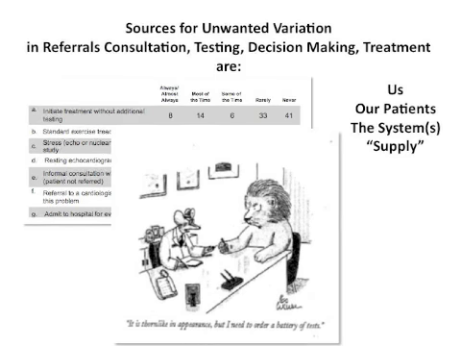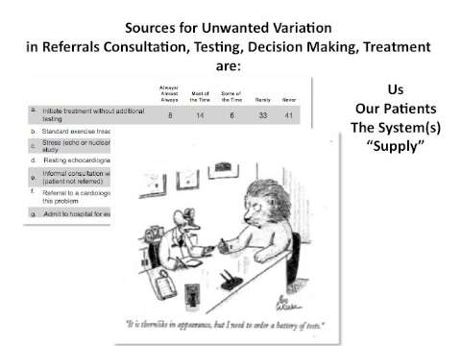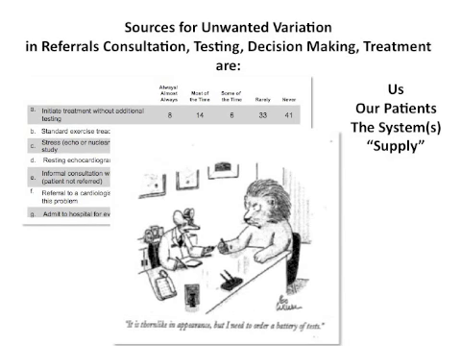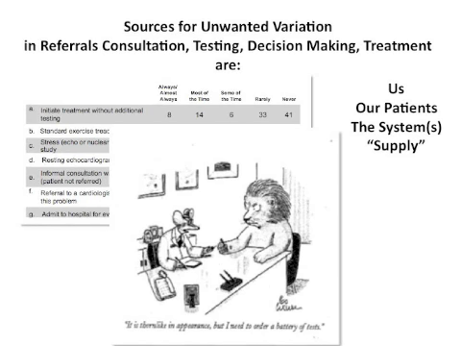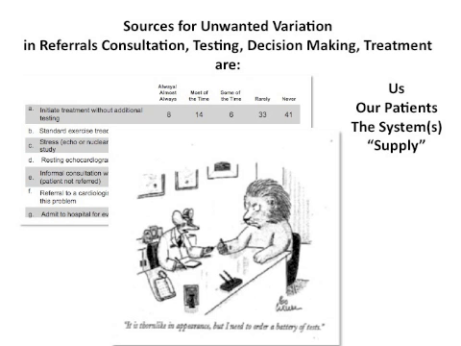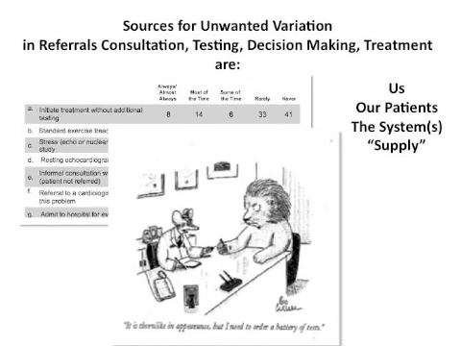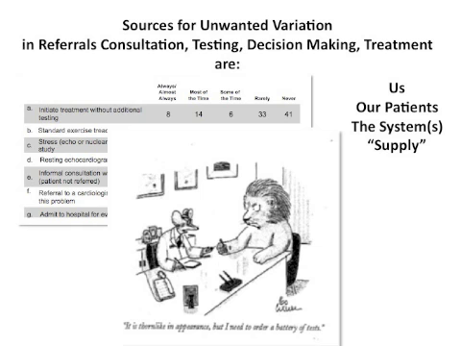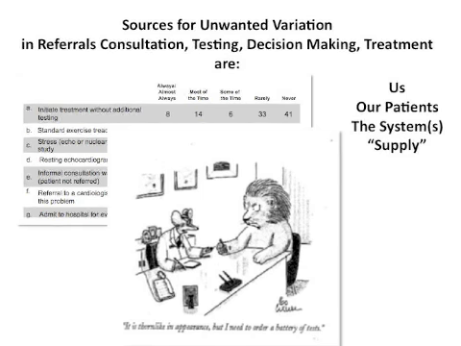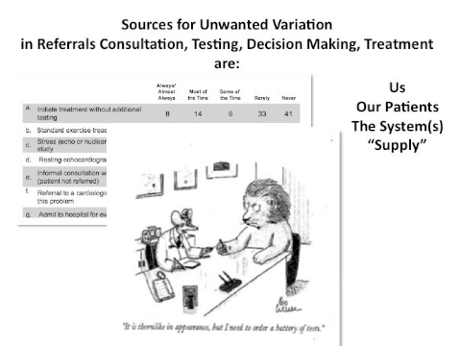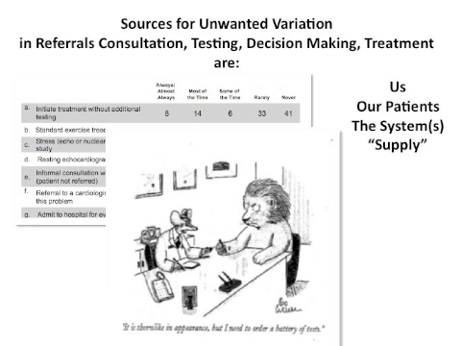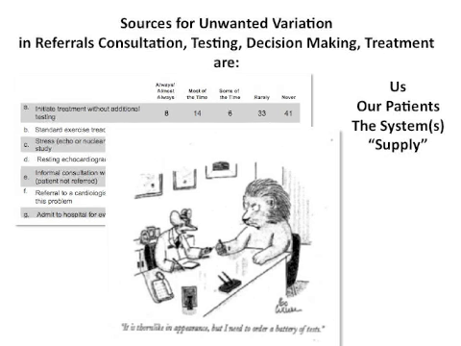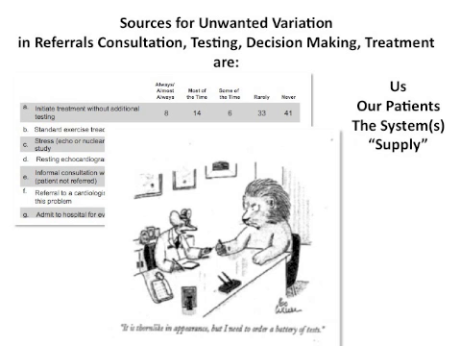The cartoon here says it's a thorn-like in appearance, but I need to order a battery of tests as a reminder to the great degree of variation we have in referrals, consultation, testing, decision-making, treatment. This variation from a patient point of view is quite frustrating. We all have taken the little quiz on how we take care of patients and seen variation.